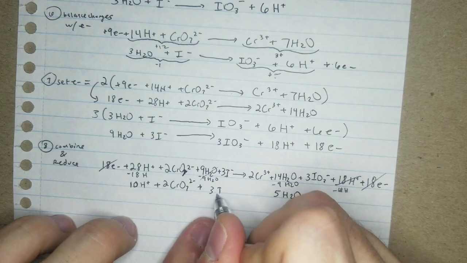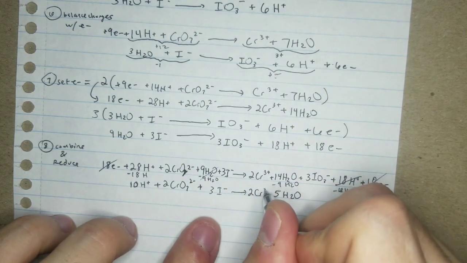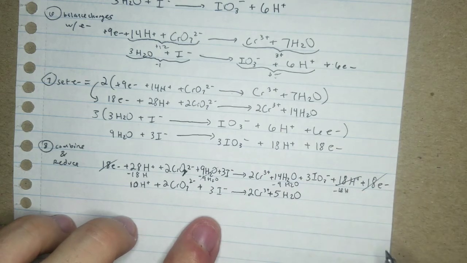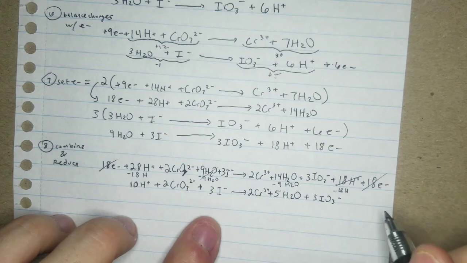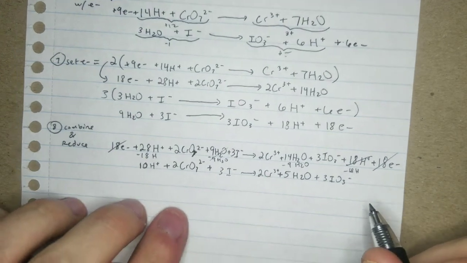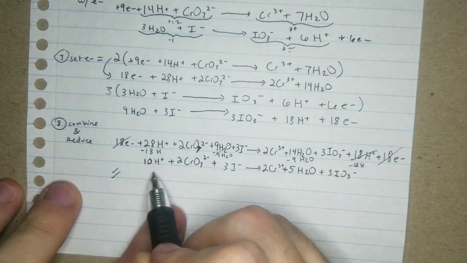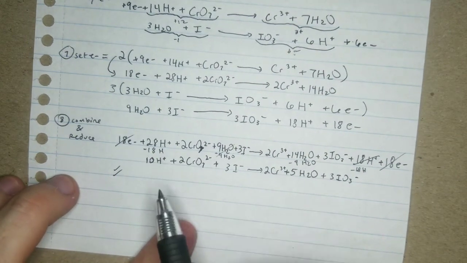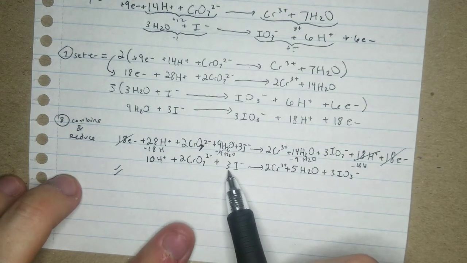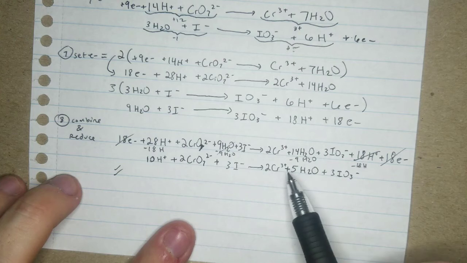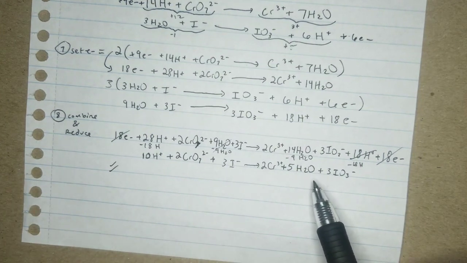Now the 3I minus yields 2Cr3 plus, 5H2O, plus 3IO3 minus. Now let's just do our check. Check the charge of everything. We can do that one first. Let's see, we have a plus 10, minus 2, minus 1. So this should be a plus 7. Then we have 3. All right, something funky here.